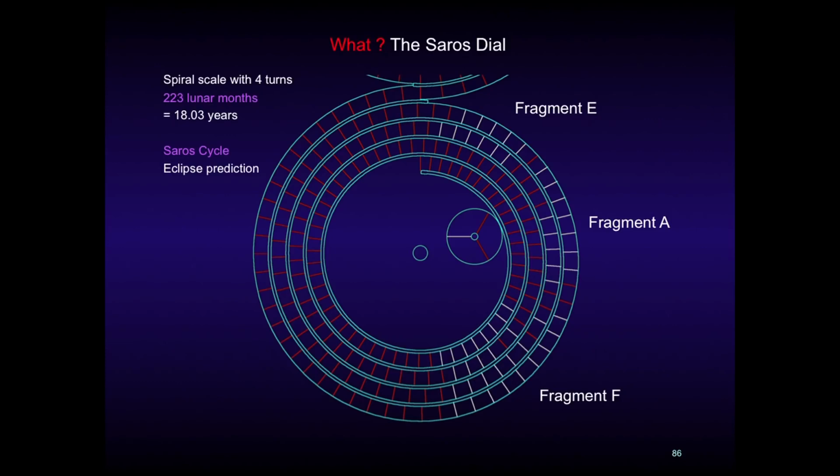It was clear that this must be an eclipse prediction dial. This was our first major breakthrough from our new data. I just want to explain a little bit about the Saros cycle and how it works. If you have an eclipse of the sun or the moon in a particular month, and you look 223 lunar months later, just over 18 years later, you get another very similar eclipse of the sun or the moon. And this repeat eclipse goes on repeating for 12 to 15 centuries. It's a very remarkable cycle.